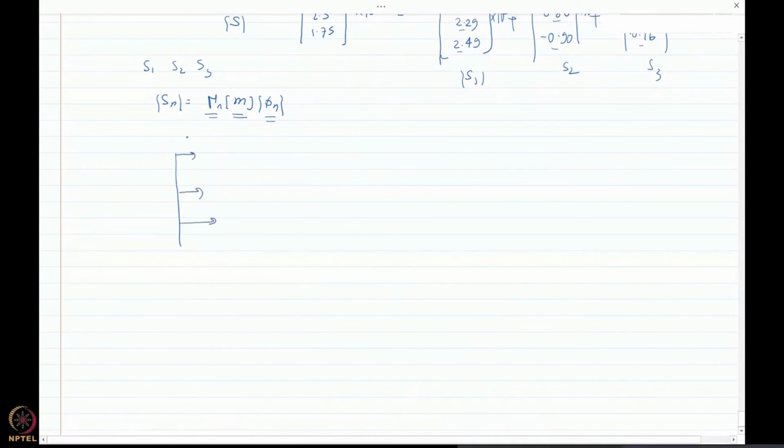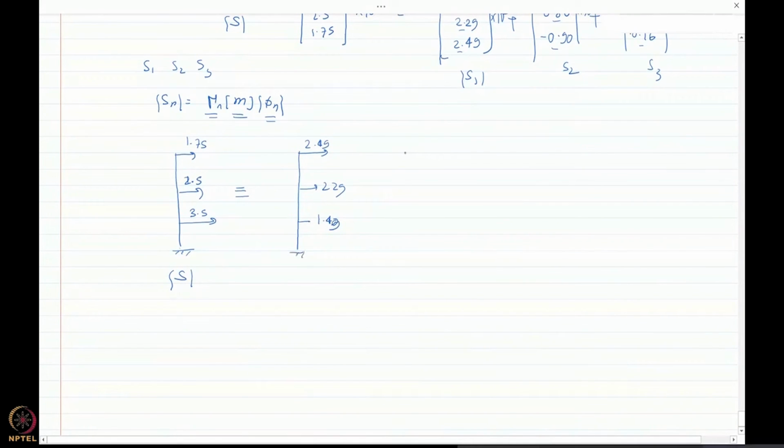This was 1.75, this was 2.5, and this was 3.5. Okay, the total vector due to applied force. Now, because of this applied force, I had inertial force in each mode. Okay, that I can write. This is 2.49, 2.29, and 1.49.